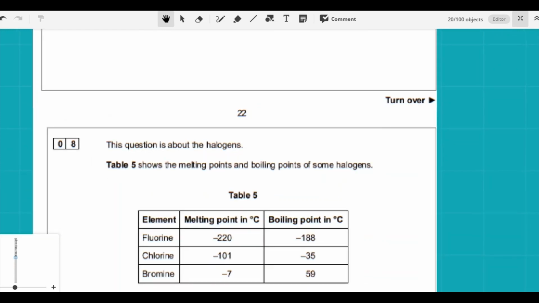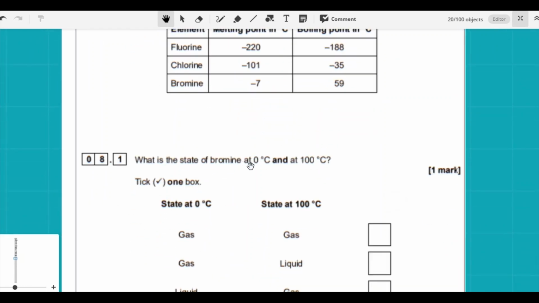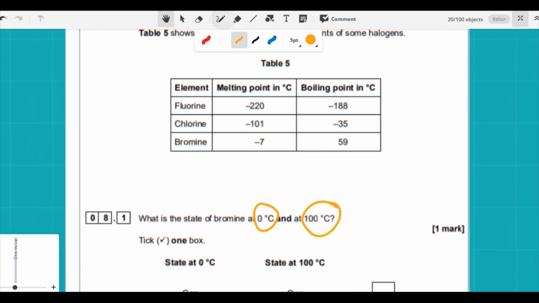Okay, next question number 8. This question is about halogens, and here the properties that are given: melting point and boiling point. Now we have to find, what is the state of bromine at 0 degree Celsius and 100 degree Celsius? First of all, you can see that the bromine melts at -7 degree Celsius. So it means at 0 it should be at liquid state, while at 100 degrees, the boiling point is 59. So it means at 100 it should be at gaseous state.